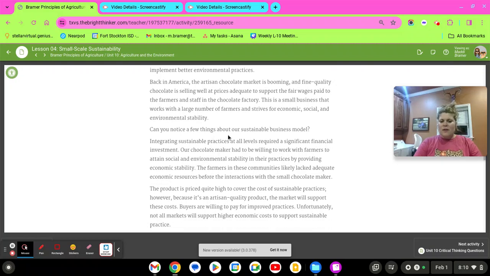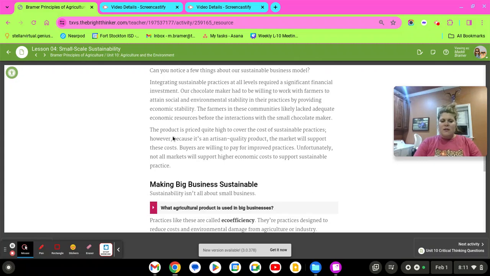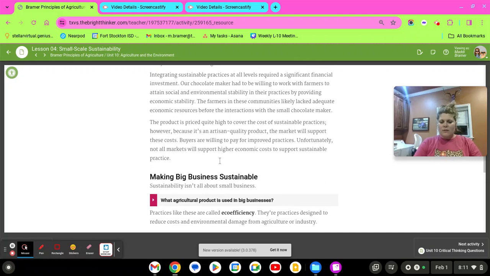Can you notice a few things about our sustainable business model? Integrating sustainable practices at all levels requires significant financial investment. So they had to work with farmers to attain social and environmental stability in their practices by providing economic support. So it all comes down to money. Farmers in these communities likely lacked adequate economic resources before the interactions. The product is priced quite high to cover these costs, but it's a quality product. The market will support these costs.